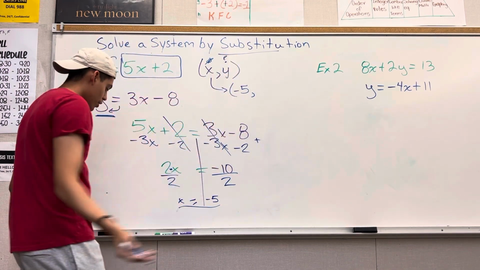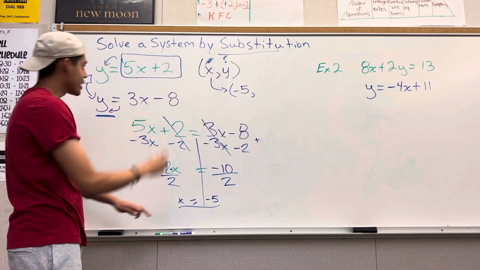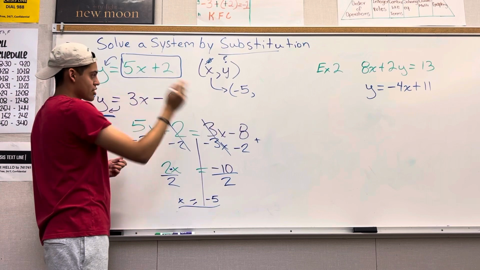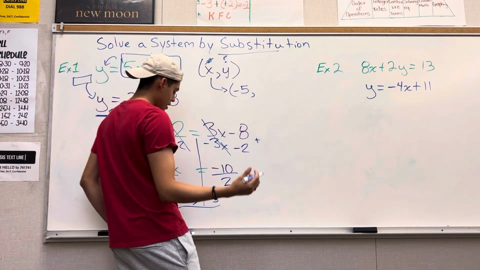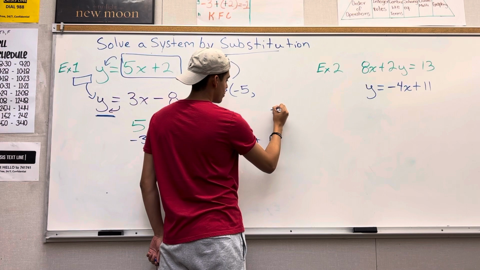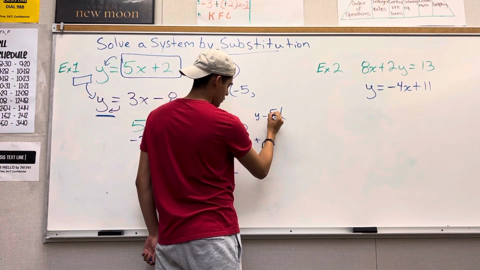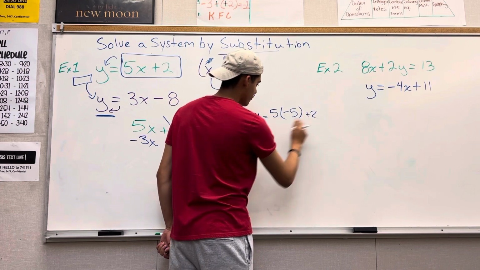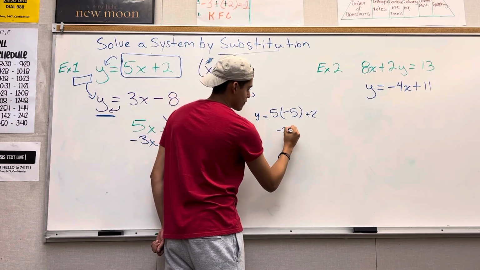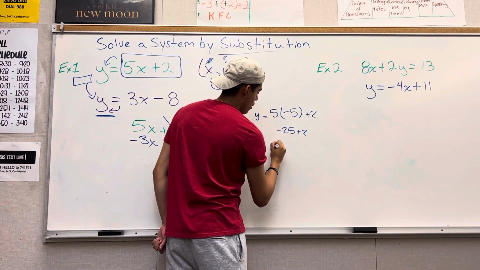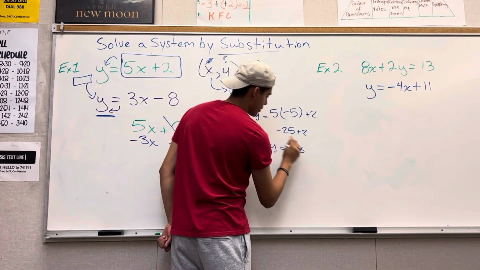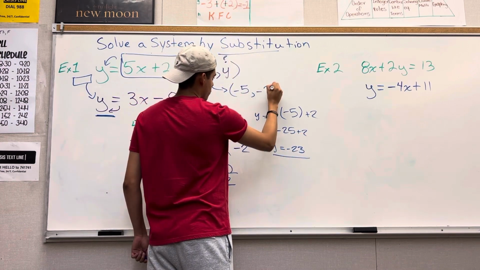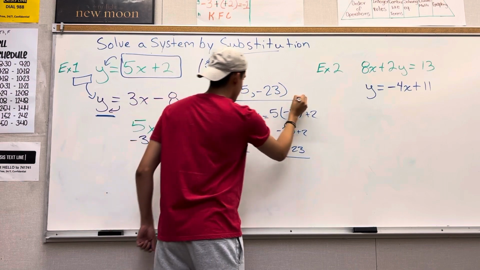And you might be asking yourself, where do we get the y? Now we have this x. We can plug it into any of these two equations. So I'm going to just plug it into this one, just because you guys might like just positive numbers. You might think it is easier. So we do y equals 5 times negative 5 plus 2. 5 times negative 5, negative 25 plus 2. Y equals negative 23, because negative 25 plus 2 would give you negative 23. And here we go. And that is going to be your answer.